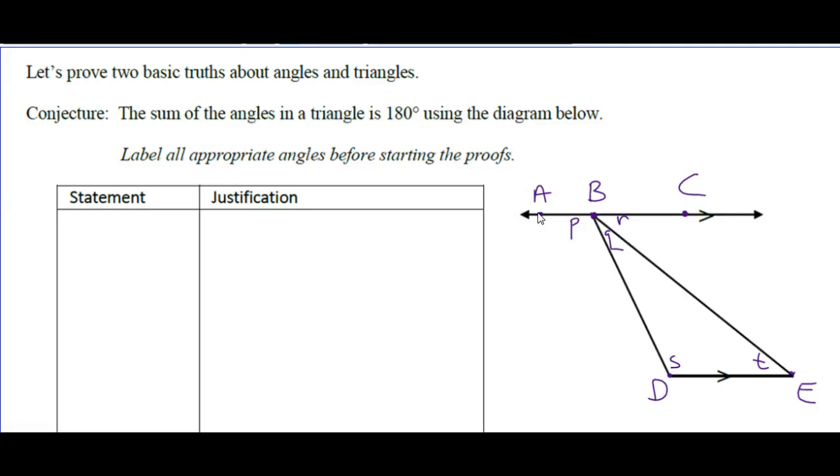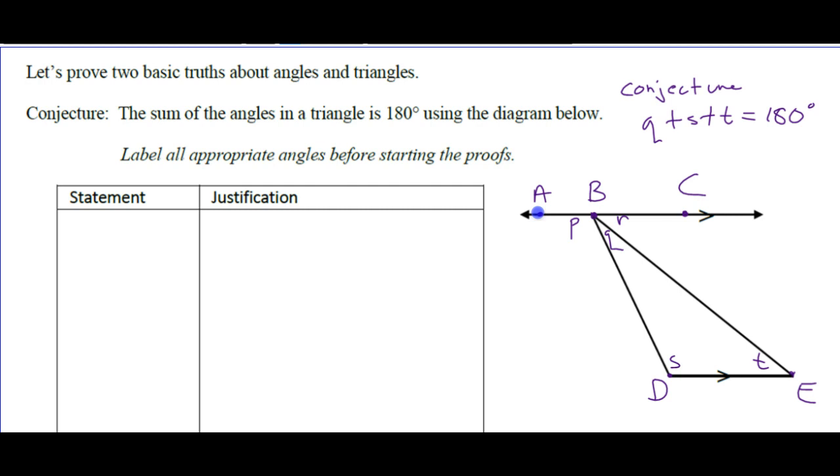Okay, so we are going to prove two basic truths about angles and triangles. The conjecture is that the sum of the angles in a triangle is 180 degrees. We're going to prove that using the diagram below. So the sum of the angles would be angle Q plus S plus T, right? So our conjecture is Q plus S plus T is equal to 180 degrees.